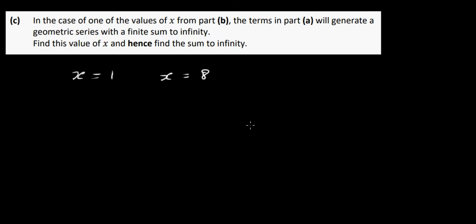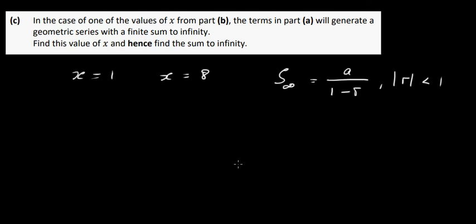So what we've got here is the terms in part A will generate a geometric series with a finite sum to infinity. And remember, our sum to infinity is a over 1 minus r, where the modulus of r has to be less than 1. In other words, r really has to be a fraction. Now, we can check these.